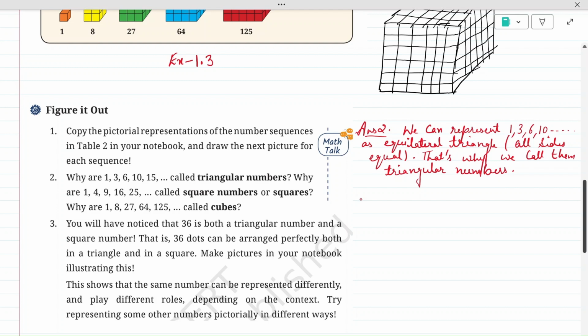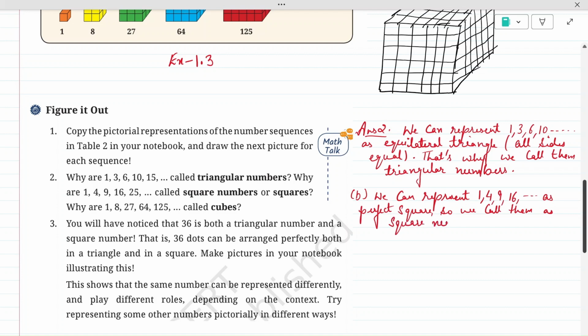So I'm writing here, I'm just making it a B part, square numbers. So we can represent 1, 4, 9, 16, and so on as perfect squares. So we call them square numbers. That's why we call them square numbers.